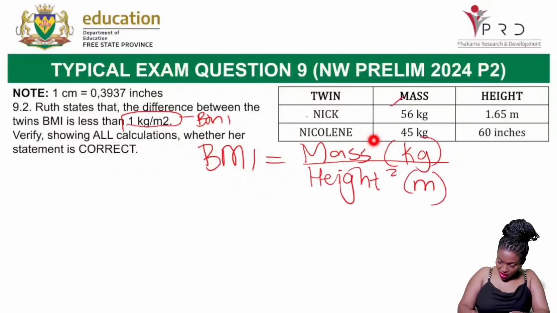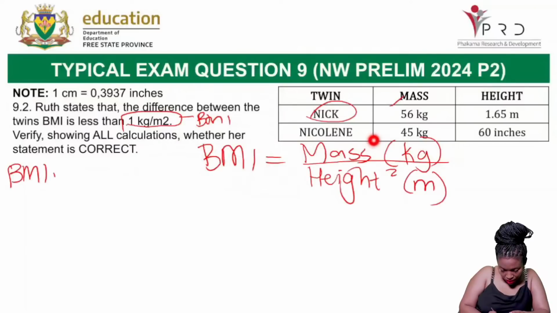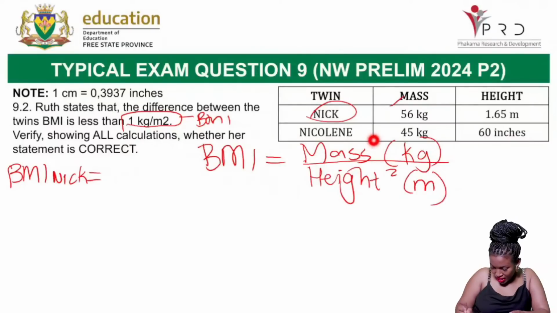So let us start with Nick. Nick's BMI, we'll say BMI for Nick equals the mass. What is Nick's mass? It is 56 kilograms.